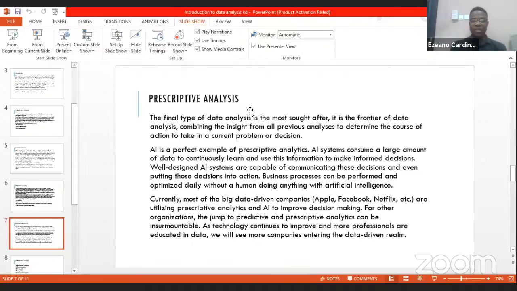The final type of data analysis is the most sought after. It is the frontier of data analysis, combining the insights from all previous analysis to determine the course of action to take in a current problem or decision. In this kind of analysis, that is where AI is perfect. AI is a perfect example of prescriptive analysis. AI systems consume a large amount of data, continuously learn, and use this information to make informed decisions.